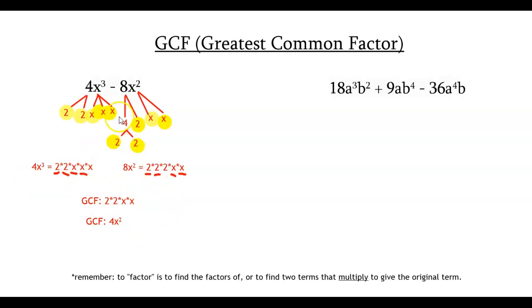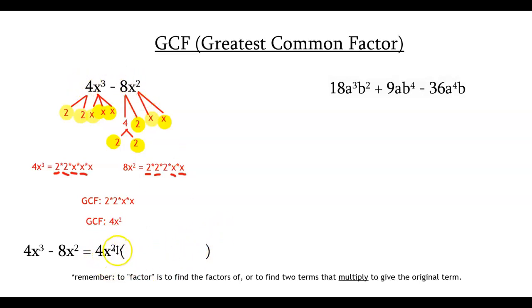Now what I'm going to do is rewrite this expression as a factored expression. In other words, what would it look like if I took this 4x squared out of both terms? What I mean by that: 4x to the third minus 8x squared is equal to 4x squared, which is the GCF, times something. Now I know that factoring is the opposite operation of multiplying. So could I find 2 polynomials that multiply together to give me that original expression?